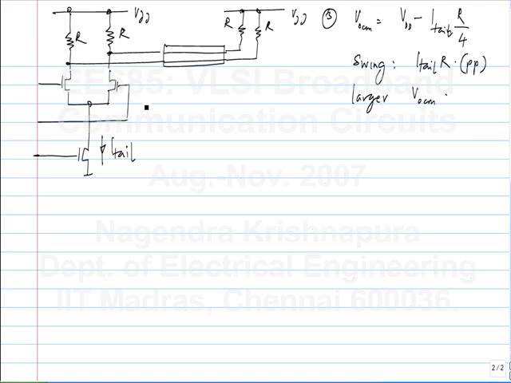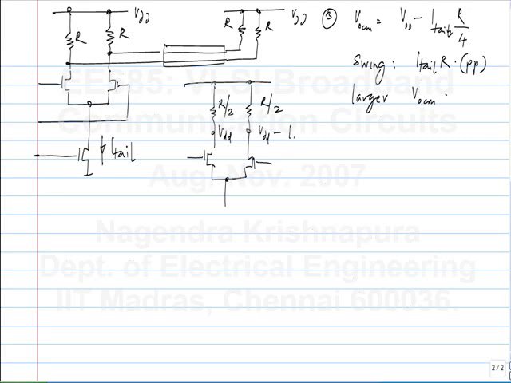This assumes swing I tail R by 2. No, why? Yeah, that's okay. So the effective picture you have is this is R by 2, this is R by 2. Okay, and it's the same picture in all the cases, not just this, isn't it? And you can have either this one at VDD and this at VDD minus I tail R by 2, or the other way around. So the peak to peak swing is I tail times R.